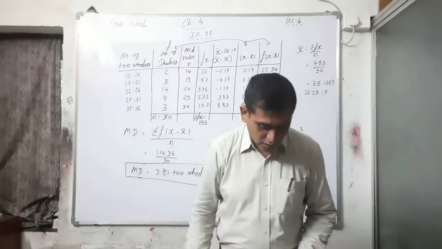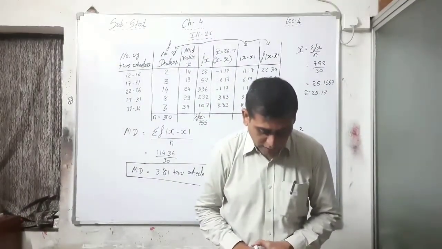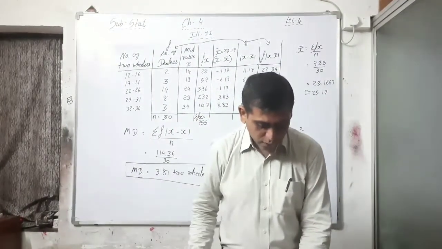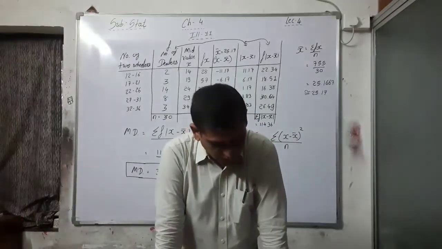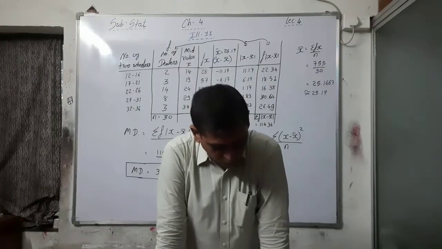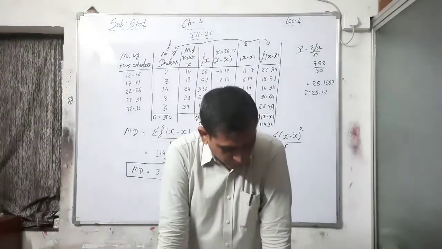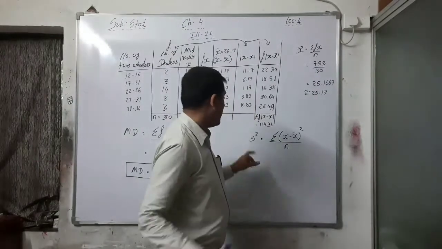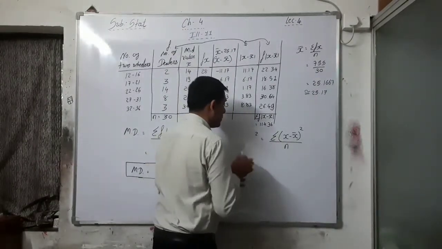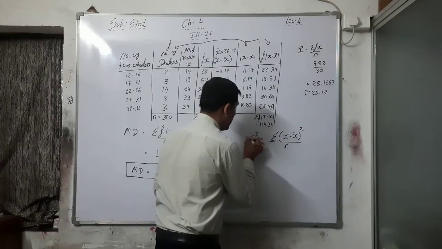See the definition of variance. If the sum of the squares of these deviations is divided by the total number of observations, we get an important measure of dispersion known as variance. It is denoted by S square.